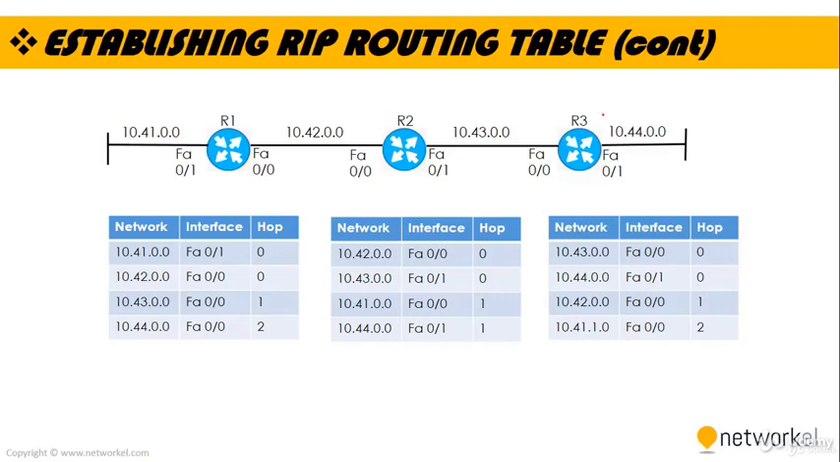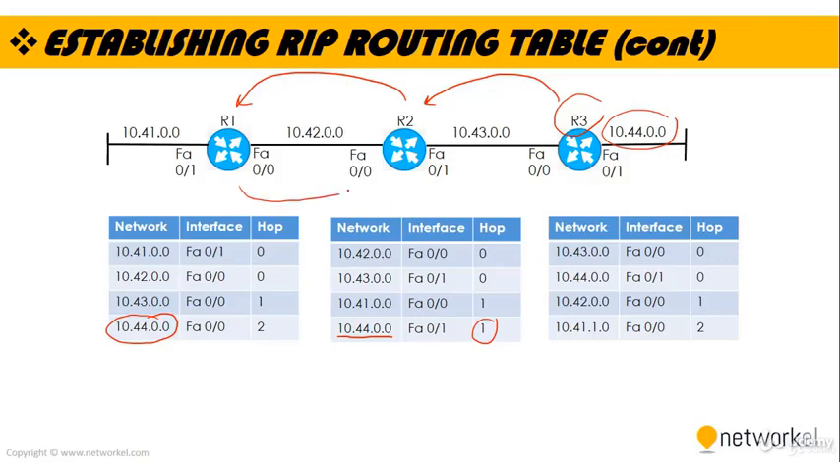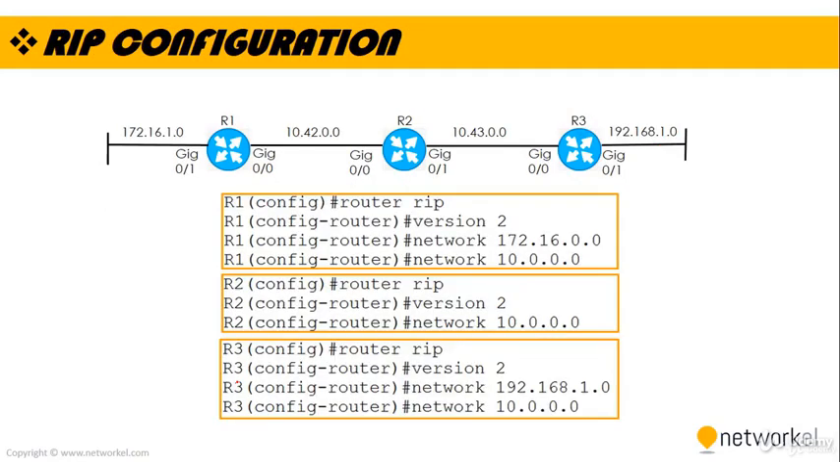Then after all routes are exchanged, as you can see, the full routing table is established. For example, router 3 announced this 10.44 route to router 2 and told that this is directly connected to me, and router 2 installed this as 1 hop away and advertised this route again to router 1. Router 1 received it and told router 2, hey, if this route 10.44 is 1 hop away from you, that means it is 2 hops away from me, and installed it with a hop count of 2.